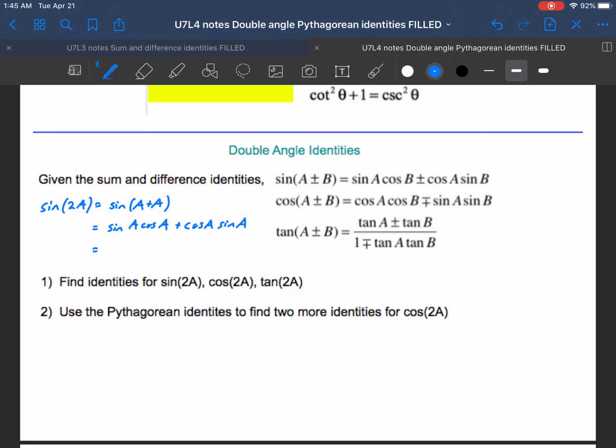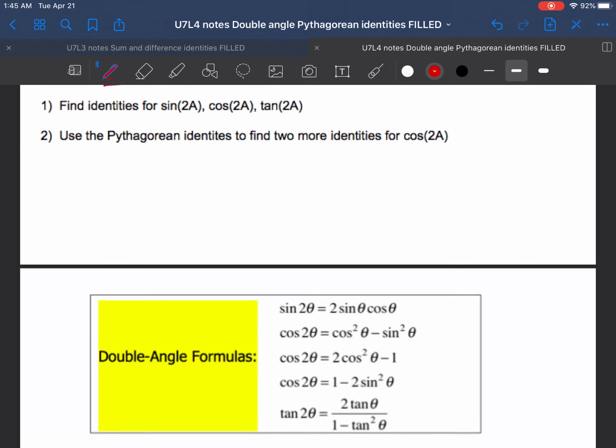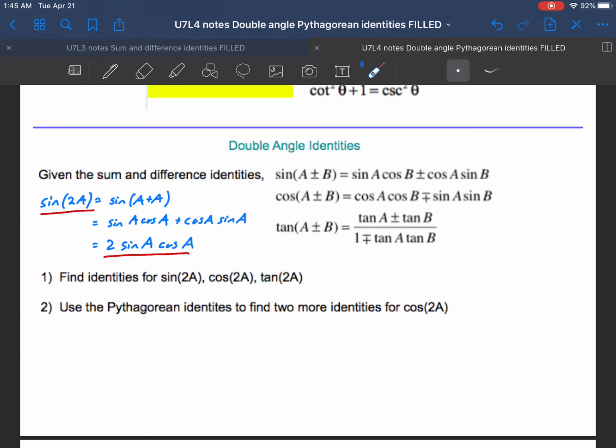So what does that turn into? Well, that's really 2 of the same thing. Sine a cosine a and cosine a sine a are the same thing because they're both multiplied, and you can switch the order of multiplication. So this really just becomes 2 sine a cosine a. All right, easy. And that is a very important one. If you guys are taking AP Calc next year, you'll use that one all the time. But again, it matches what's here.